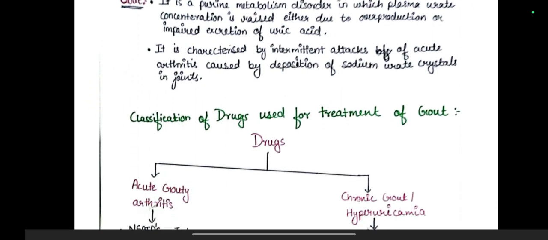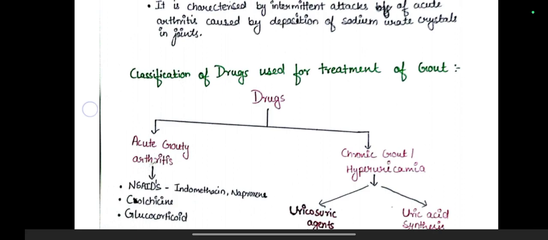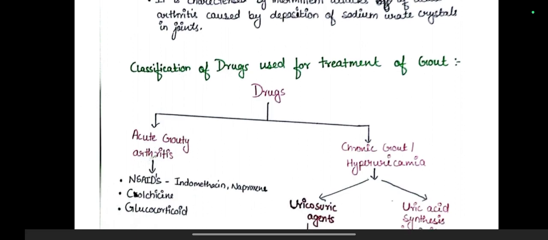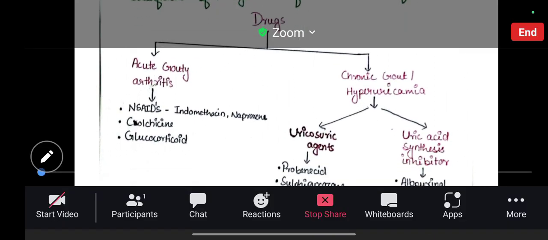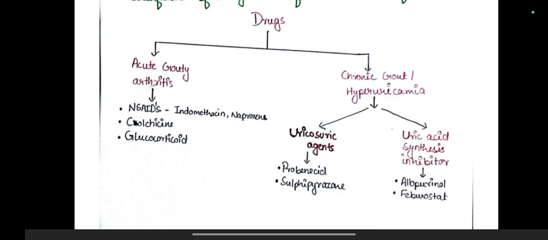If we classify drugs which are used in treatment of gout, they are classified into acute gouty arthritis drugs and chronic gout drugs. Let's talk about acute gouty arthritis drugs. It includes NSAIDs, colchicine and glucocorticoids. Chronic gout or hyperuricemia drugs include uricosuric agents and uric acid synthesis inhibitors.